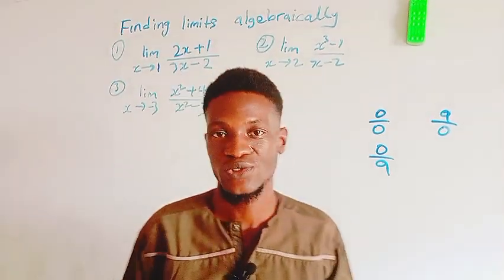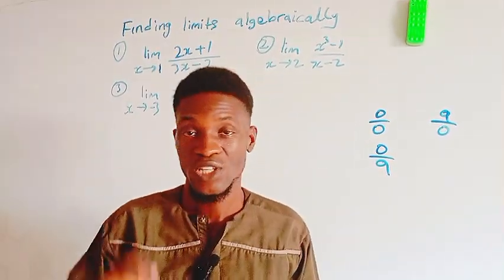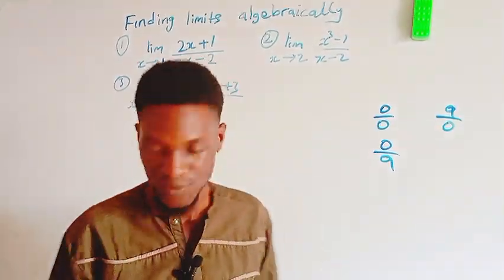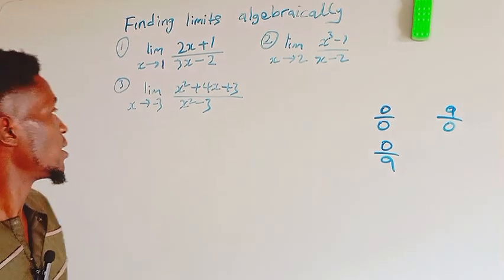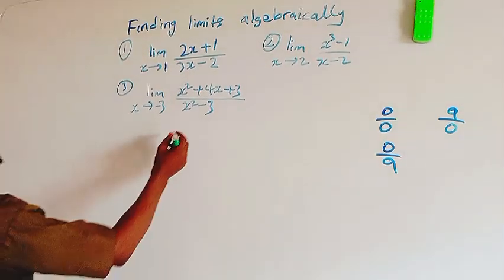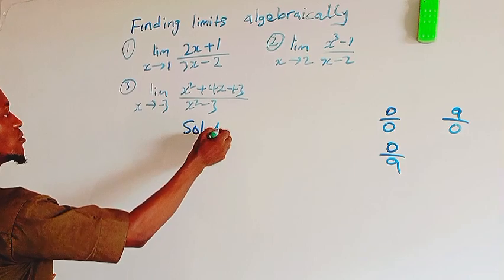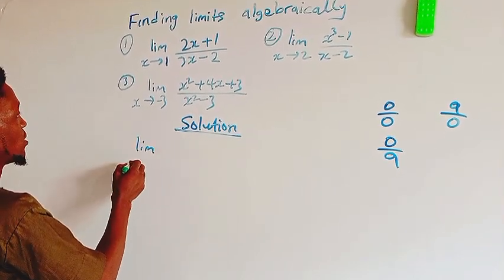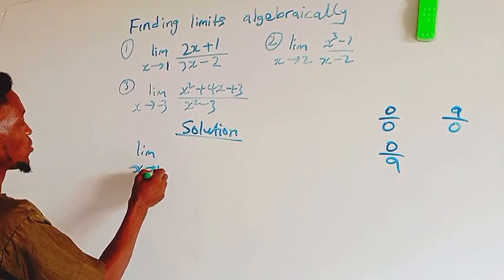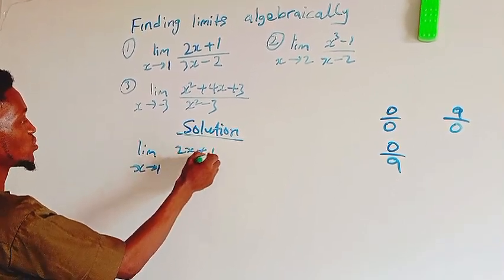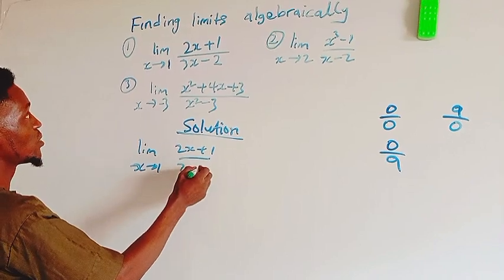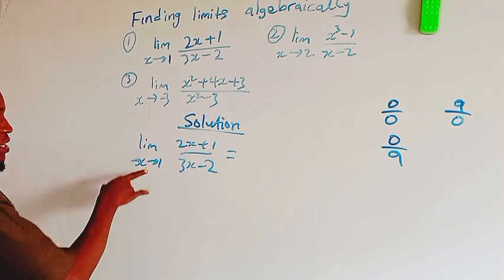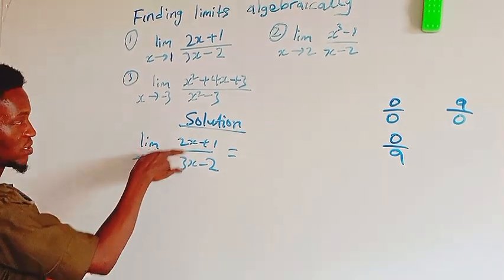So let's dive into the questions given to us. The first step is to plug in the number that is being approached. Let me write the solution first. Number one: we are given the limit as x approaches 1 of (2x plus 1) over (3x minus 2). The first thing is to substitute the value that is approaching.